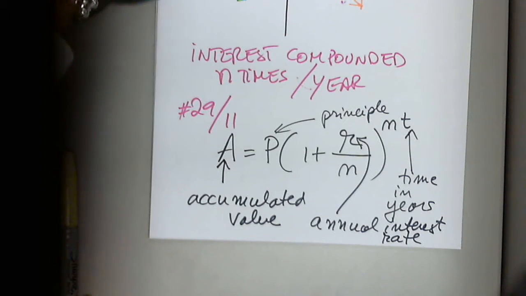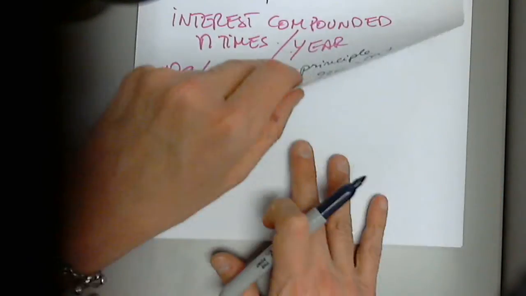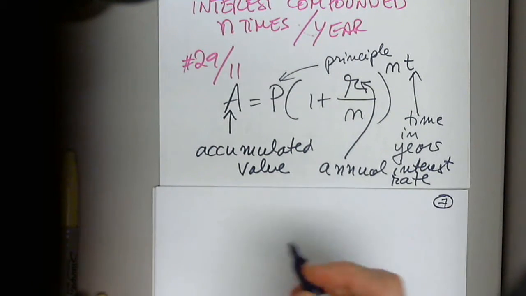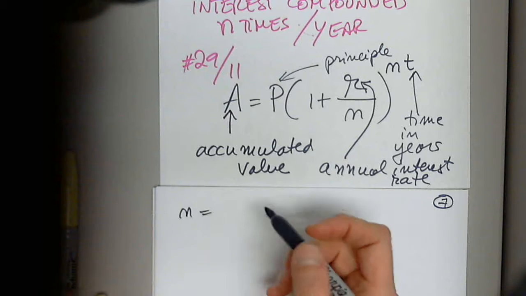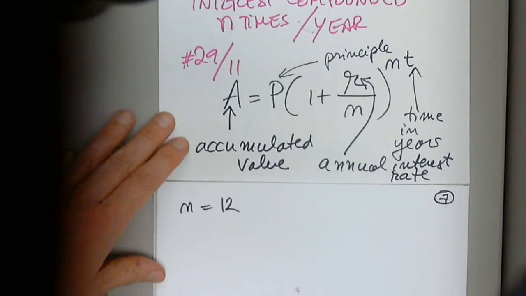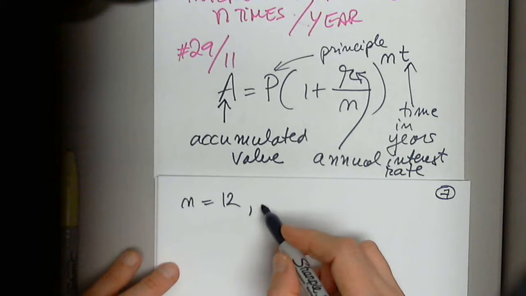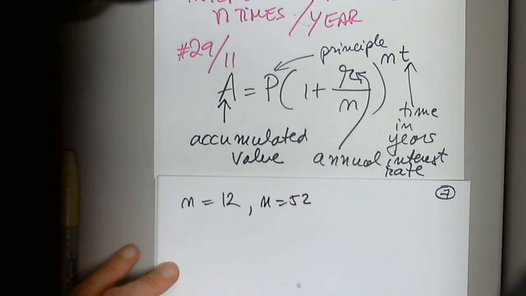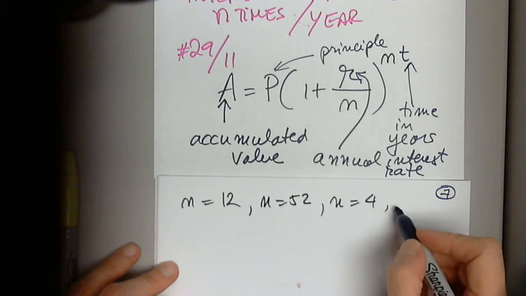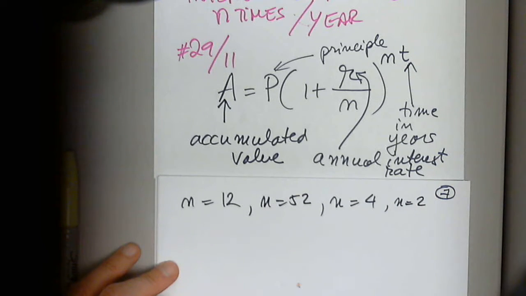And now N, the number of times the interest is compounded per year. N can be 12 months. In other words, N equals 12. It can be 52 weeks. It can be quarterly. It can be semi-annually.